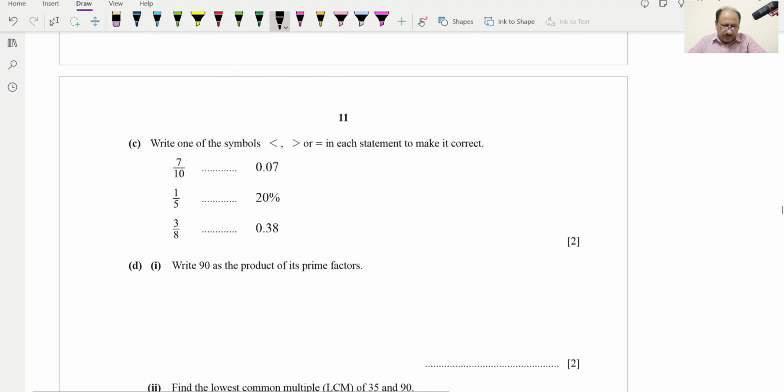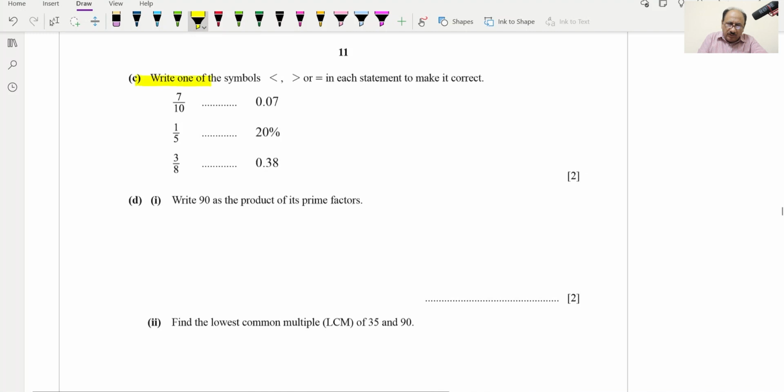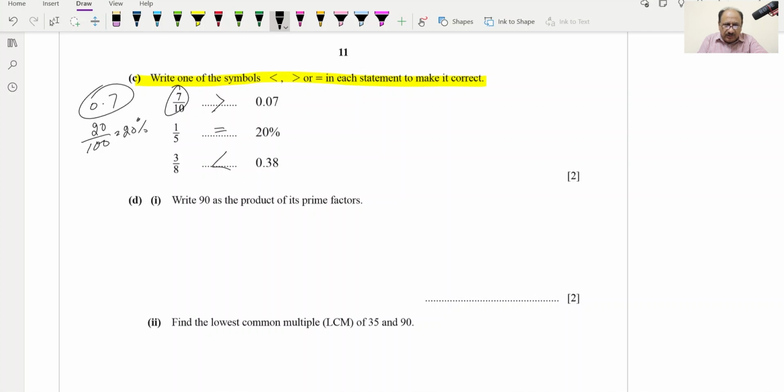Now for the next part, C part, they are saying write one of the symbols, and if we check, this side is greater because this will be equal to 0.7, which is greater than this, so we can write this symbol. And these two are equal, because if we multiply by 20/100, this will be equal to 20%. And this is 3/8, and this side is basically greater. You can check with the help of a calculator also.